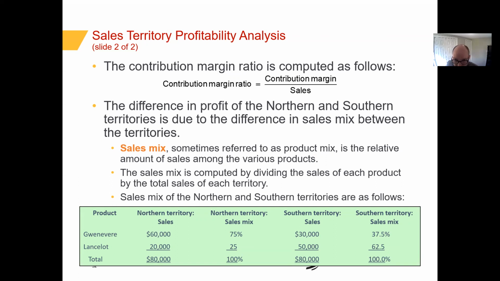And we can, of course, figure this out by taking the contribution margin divided by sales and finding the respective sales mix for each product within each territory. For example, we see the perfume 75%, cologne 25% in the north. And then in the south, we have 37.5% perfume, 62.5% cologne. And that represents our total sales mix for each product. And of course, the more products the company has, we can compute the sales mix for each respective product.